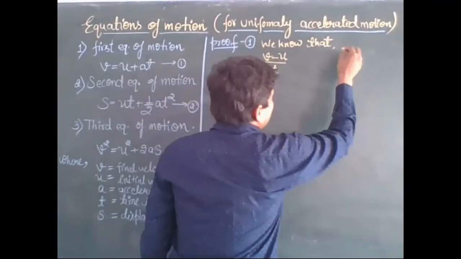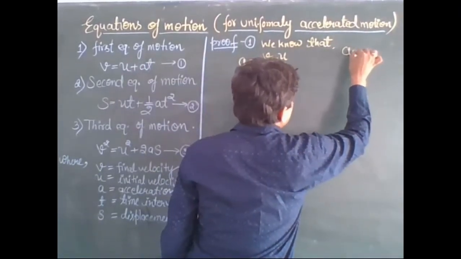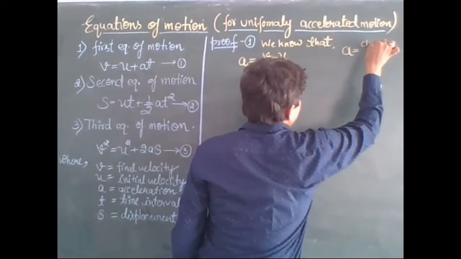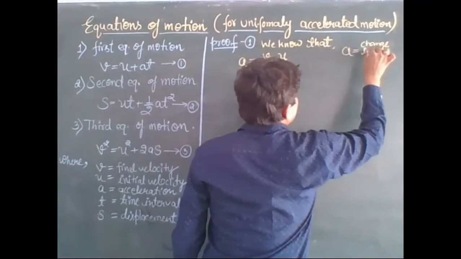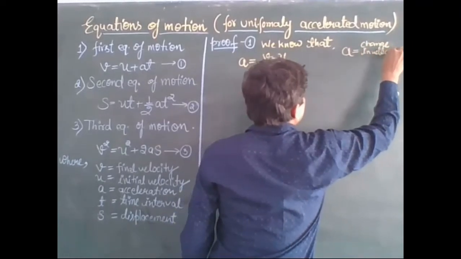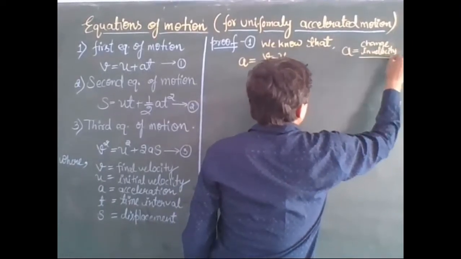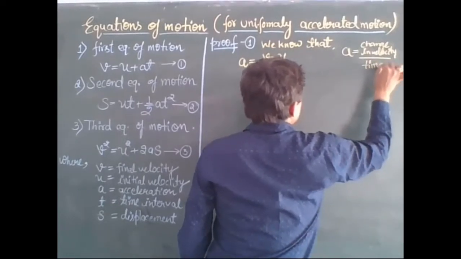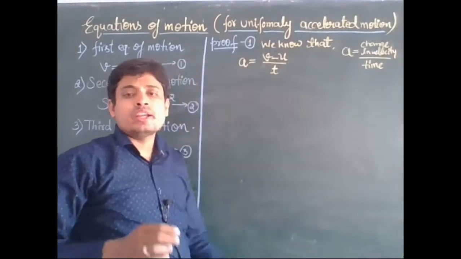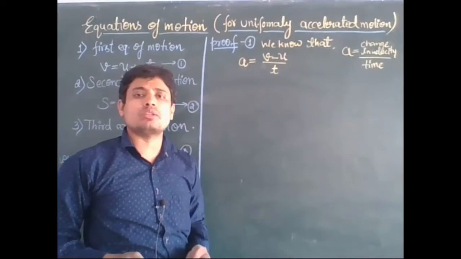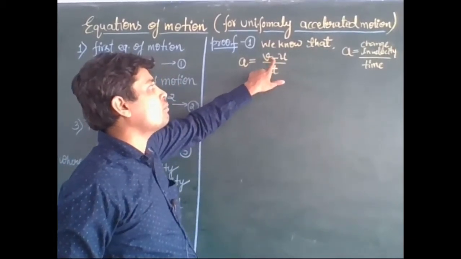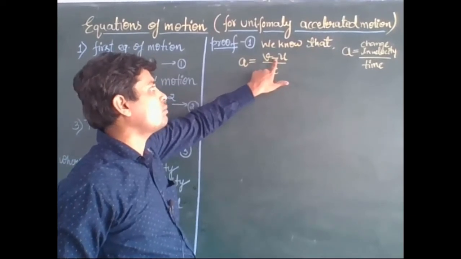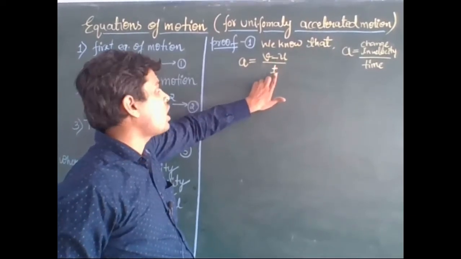Actually, you know it, acceleration is equal to change in velocity upon time. So what is the change in velocity? Change in velocity means final velocity minus initial velocity. That's why I have written here v minus u, final velocity minus initial velocity upon time.